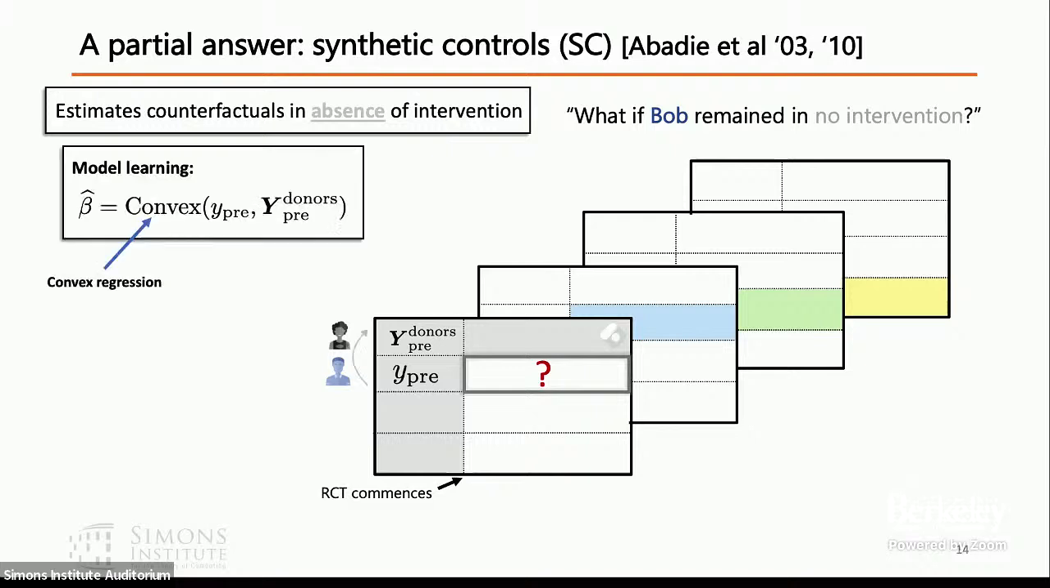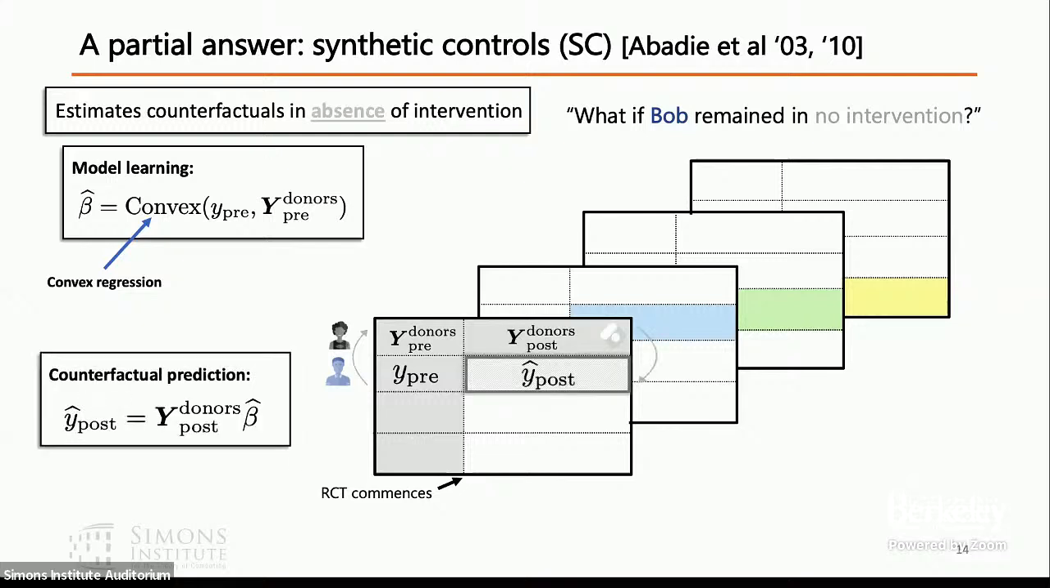What you do, or what Abadie and his co-authors propose, is that you write Y pre as a convex combination of Y donors pre. And the second step, you look at the post-intervention outcomes of the units that remain under control, call it Y donors post. You apply the beta hat that you got to get a synthetic trajectory of Bob. Okay, so it's just a beautiful, simple 2-step algorithm. You can repeat this process and fill out the first slice of this tensor. Right? For every patient who got treated, I can come up with the counterfactual, what would have happened to them had they remained untreated.